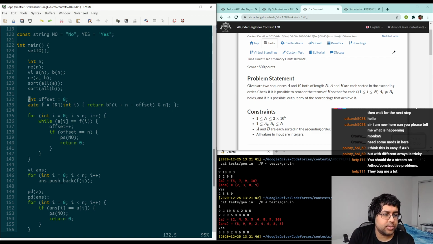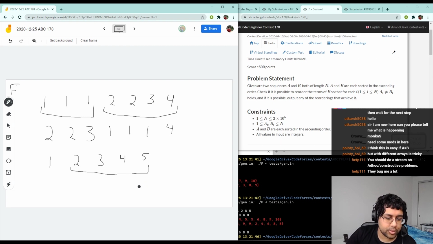Maybe what we can do is at every step, we can take the maximum element of B. So that's the one that's most likely to cause us a problem later and match it. So I'm thinking we can go left to right. Let me draw out an example.